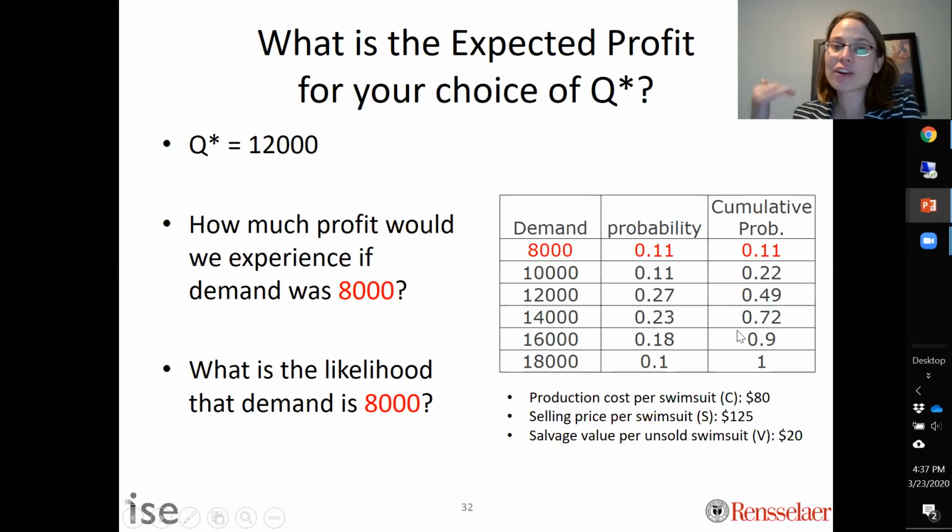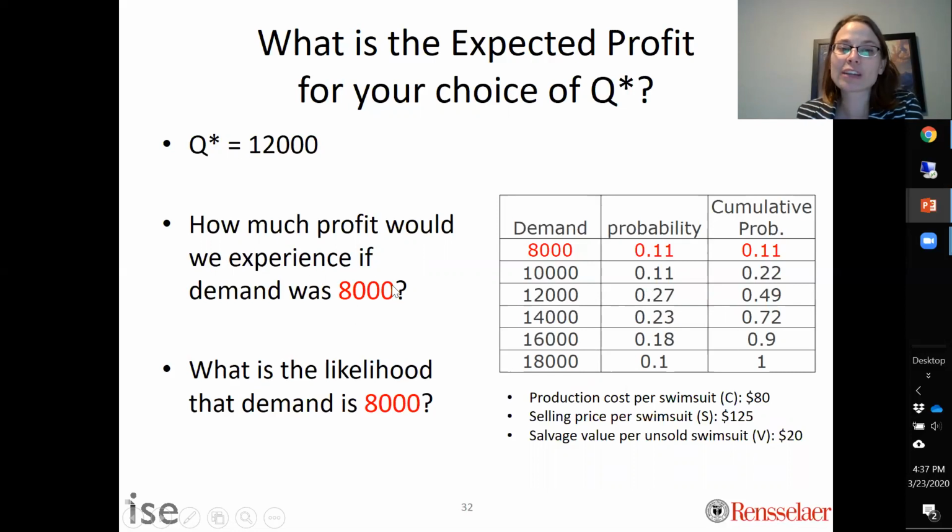And so we can figure out for each outcome, and 8,000 would be an outcome, 10,000 would be an outcome, and so forth. We have discrete outcomes. Given we order 12,000, we could figure out how much profit we would make. So let's just do it for this first row.